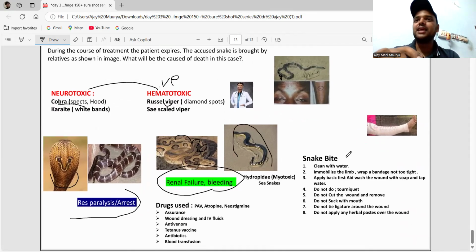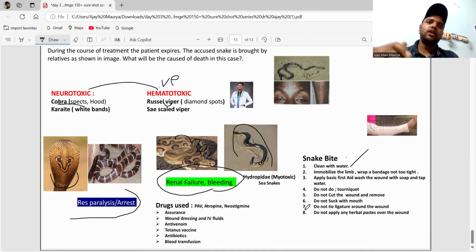So for the snake bite, guys, clean with water, immobilize the limb, wrap a bandage, but do not tie too much. Okay? Apply basic first aid, wash the wound with soap and tap water. Do not tie a tourniquet, do not cut the wound, do not suck, do not tie a ligature around the wound, do not apply any herbal paste over the wound.